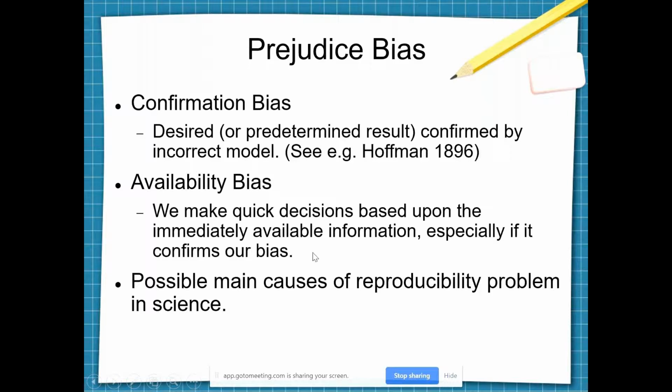Availability bias is one we sort of talked about, and that is we tend to make quick decisions based on the immediately available information, especially if it confirms our bias. These two things together have been listed as some of the main causes of the reproducibility problem in science. A study by Anjin on published papers found that the majority of the papers they considered had completely unreproducible results. And it's thought that these two things, and the incentives that people have, contributed to unreproducible results.